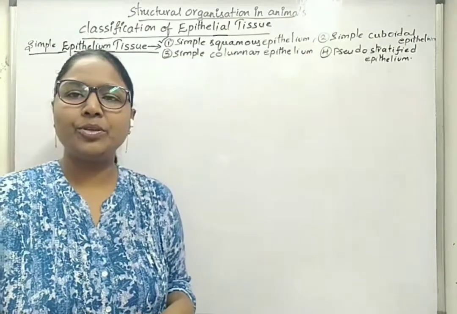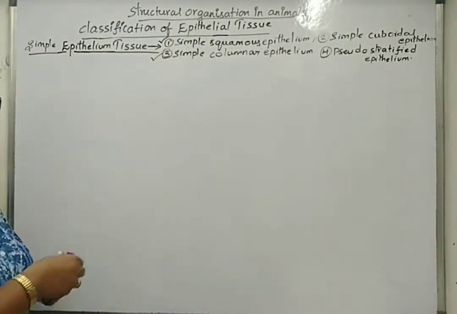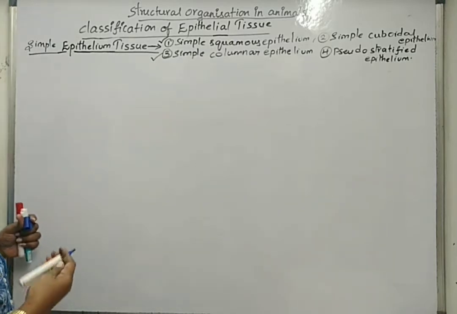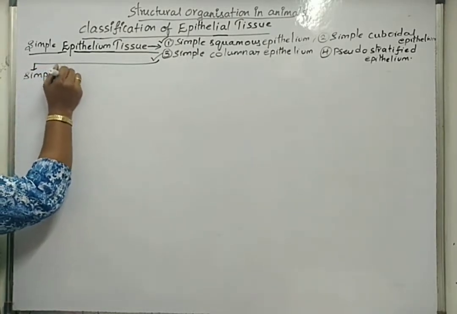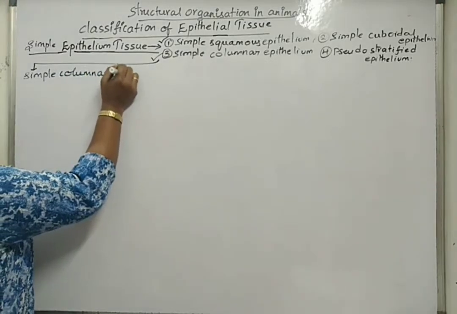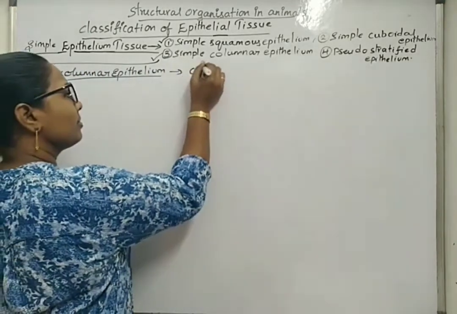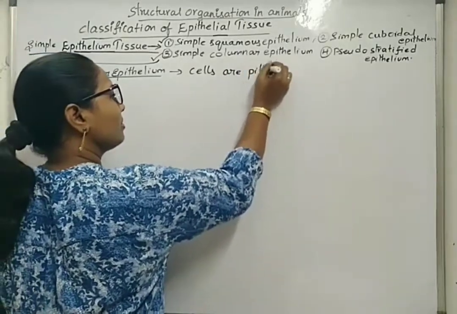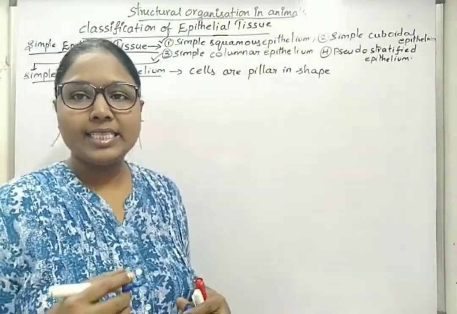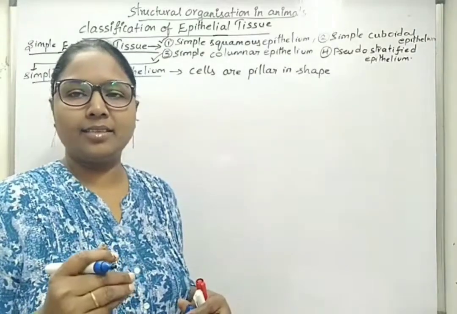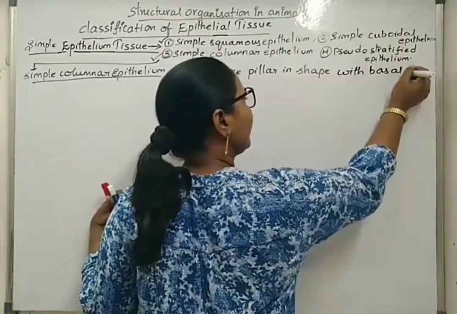Hello students, now we will discuss simple columnar epithelium. This one, simple columnar epithelium. The cells of this simple columnar epithelium are pillar-like in shape. The cells are tall and slender with basal nuclei, which means the position of the nuclei is at the base.